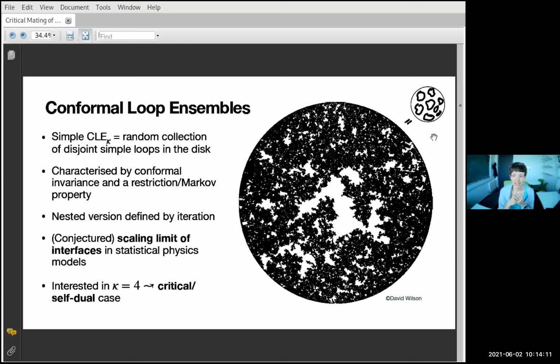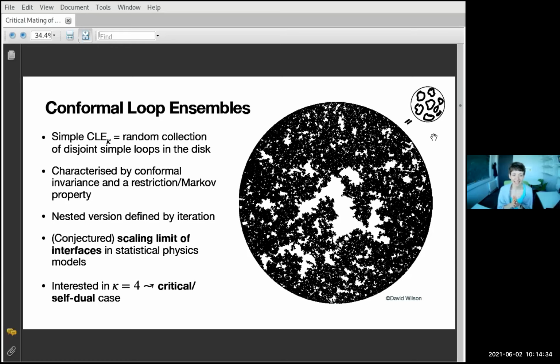And as such, it's a kind of critical value, because it's a transition point where the behavior of CLE changes. In fact, you can define CLE kappa for kappa bigger than 4, but in that case the loops will actually have boundaries which touch themselves, and they will all touch one another as well. And kappa equals 4 is like the transition point where the loops stop being simple.